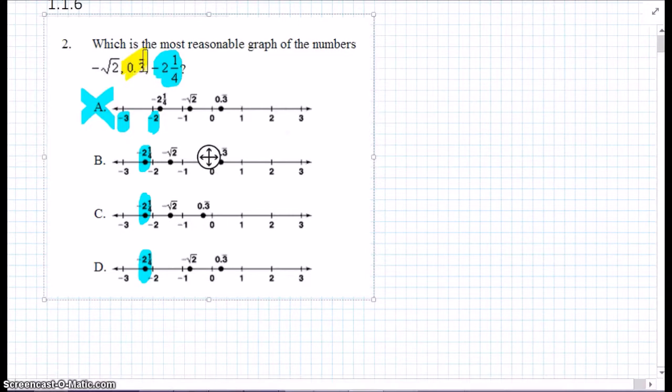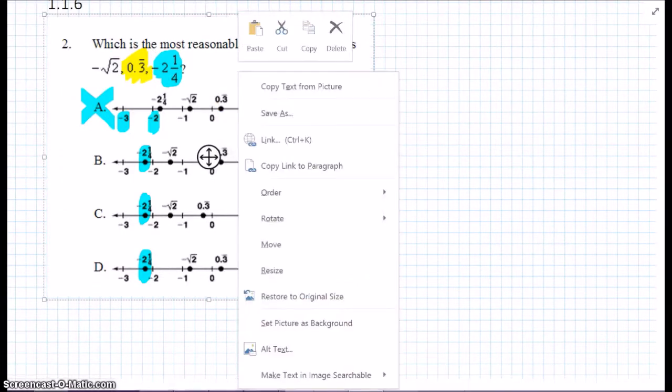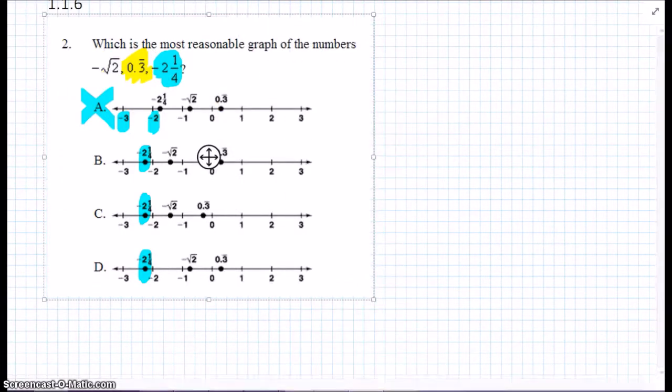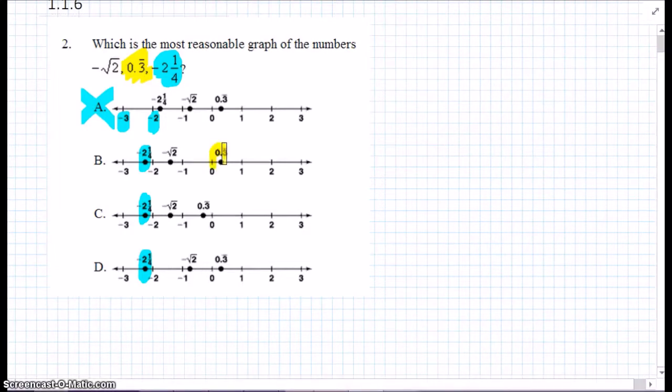Okay, 0.33 or 0.3 repeating, so that's going to be between 0 and 1, closer to 0. So we don't even need to look at A anymore. Okay, so we're going to just skip it. Go to B. Well, that falls correctly between 0 and 1, closer to 0. This does not fall because that is on the negative side, so that one's out. And this one falls in the right spot. Okay, so looking at it, we know A's out, and we know C's out.